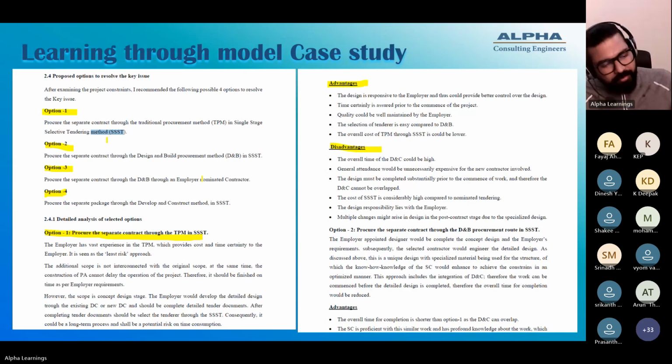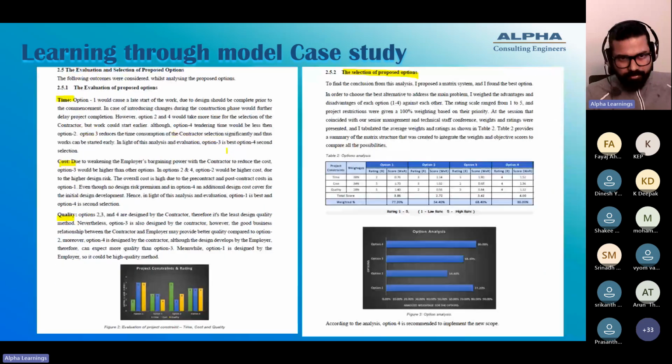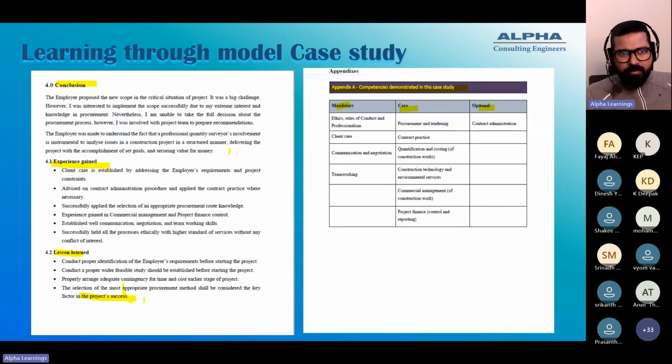Due to the time constraint, I'm unable to show you any model submissions for the senior professional. Maybe some other day we will discuss senior professional case studies at length. So this is all for now. I will wrap up in the next 5 minutes.